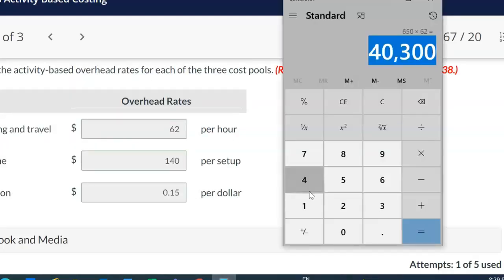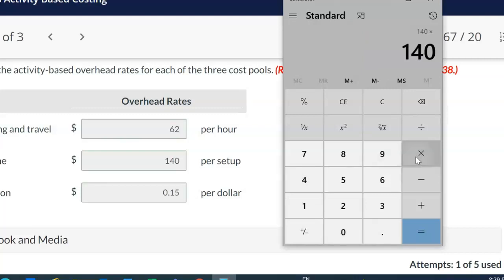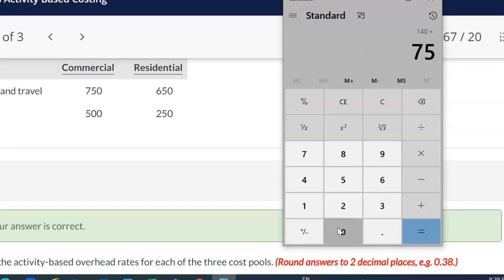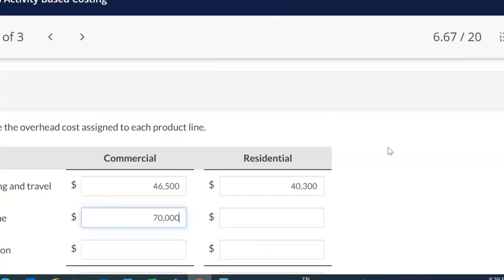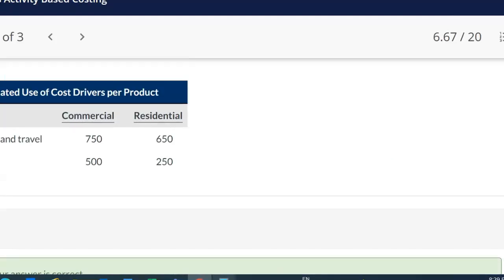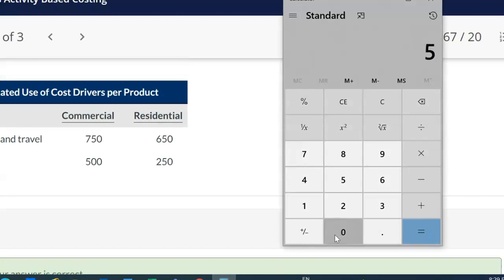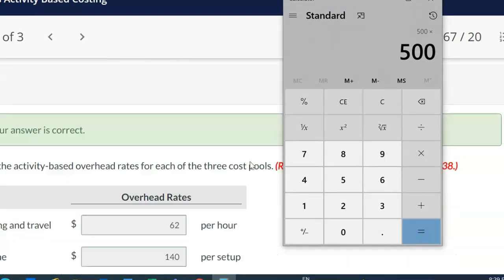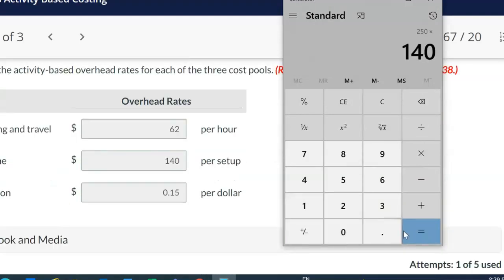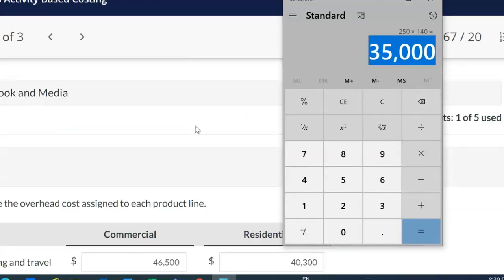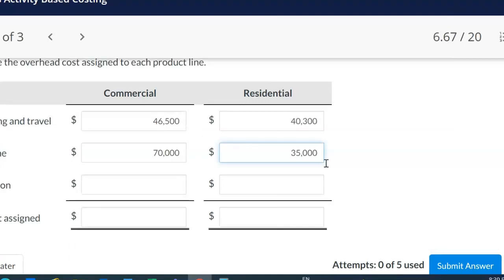Setup time. The rate was 140 hours per setup. How many setups did we do for commercial? 500. Right, 70,000. It seems like a lot of overhead. There's something wrong here. Well, let's go through and find out. I thought the total overhead was only 400,000. Okay, keep going. You got 250, multiply by 140 equals 35. And the last one is pennies, so it's 15, so that's why it'd be cheap.